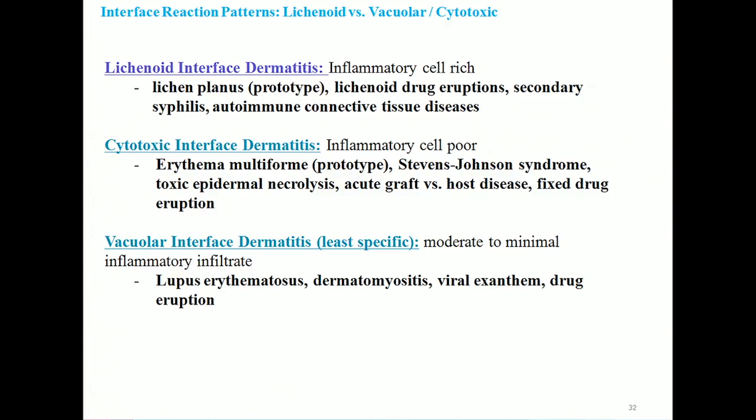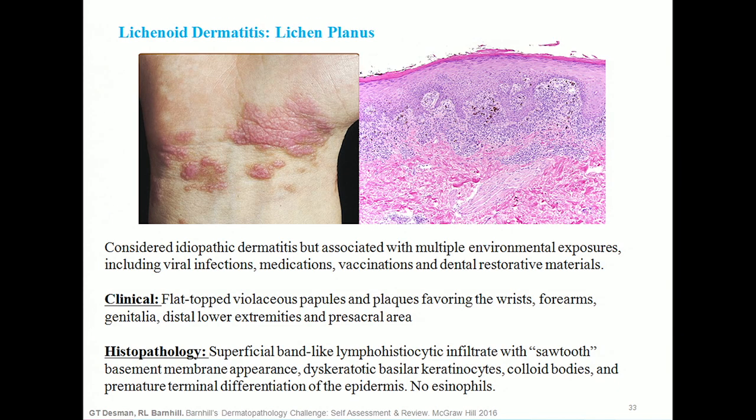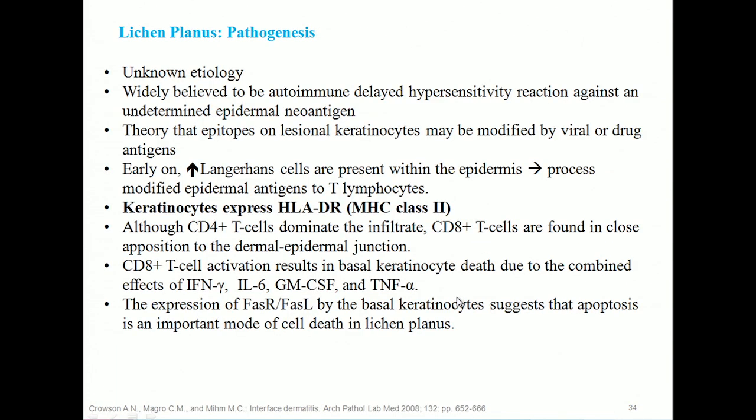The interface reaction pattern is typically divided into cell-rich, which is basically lichenoid, and cell-poor, which is cytotoxic or vacuolar interface dermatitis. The prototype for lichenoid dermatitis is lichen planus. It's considered an idiopathic dermatitis associated with multiple environmental exposures, including viral infections such as hepatitis B and C, as well as medications and vaccines. It's characterized by a superficial band-like lymphocytic infiltrate with destruction of the basement membrane and sawtooth formation, as well as dyskeratotic basilar keratinocytes, colloid bodies, and premature terminal differentiation of the epidermis. Classically, you're not going to see eosinophils in lichen planus.